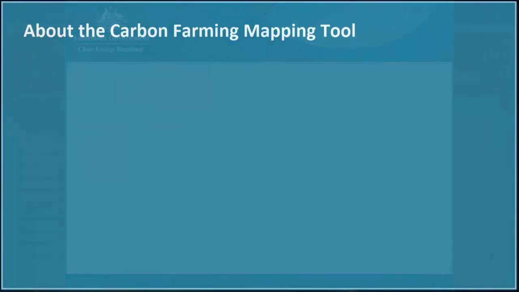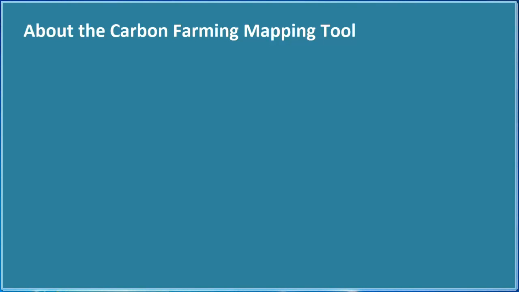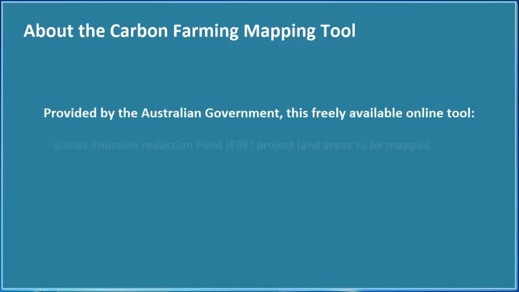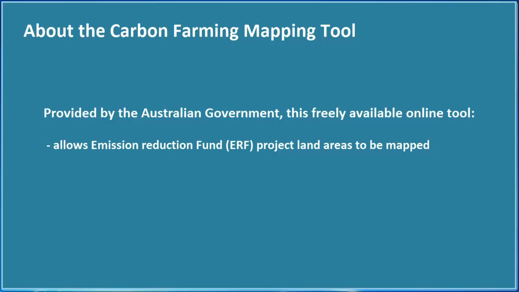Hi, my name is Tom Fairman and I'm going to take you through using the Carbon Farming Mapping Tool. The purpose of the mapping tool is to draw the areas of land on which you intend to run an emissions reduction fund project. It also allows you to establish the latitude and longitude coordinates of the project site.